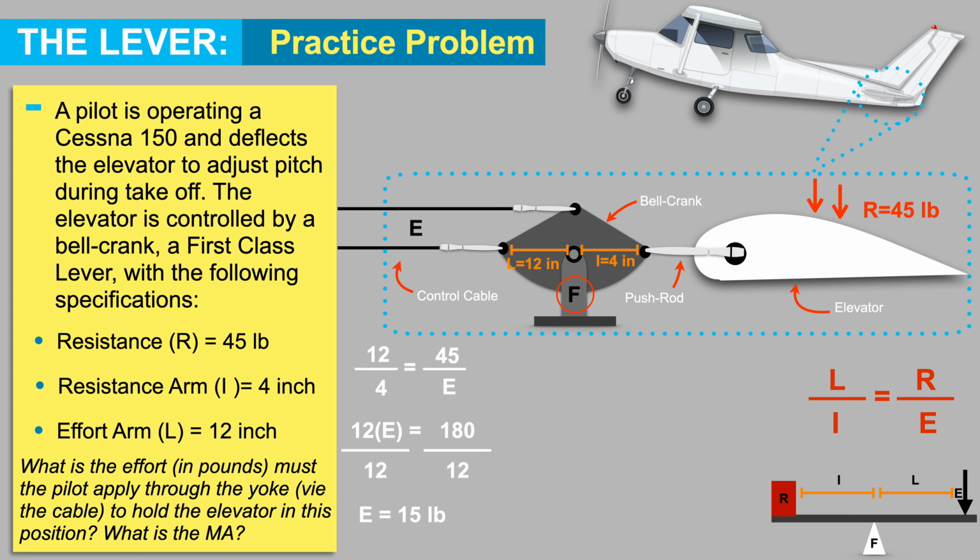find the mechanical advantage by using the formula mechanical advantage equals R over E, which is force out over force in. We substitute 45 for R and 15 for E. When we divide, we get a mechanical advantage of 3 for this lever.